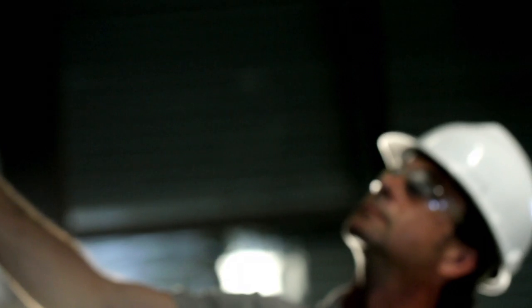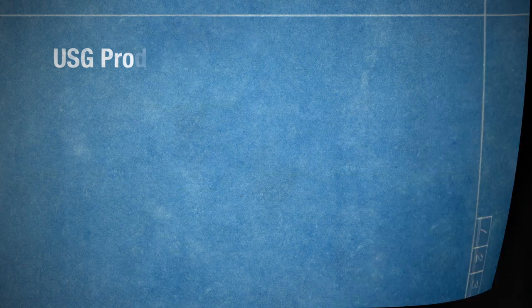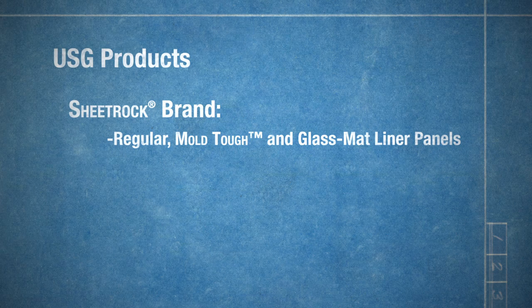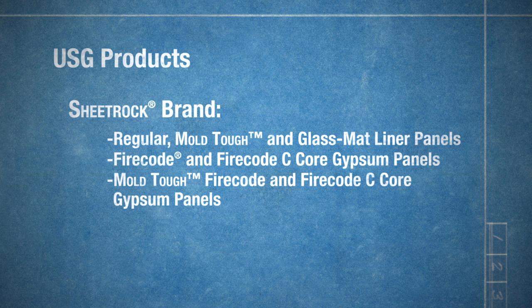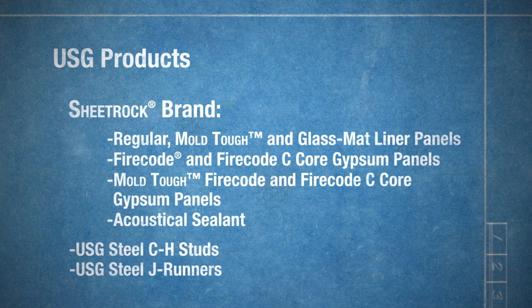When building your system, be sure to choose from our portfolio of high-quality products, including Sheetrock Brand Regular, Mold Tough, and Glass Mat Liner Panels, as well as Sheetrock Brand Fire Code and Fire Code C-Core Gypsum Panels, and Sheetrock Brand Mold Tough Fire Code and Fire Code C-Core Gypsum Panels. We also offer acoustical sealant, CH studs, and J-runners.